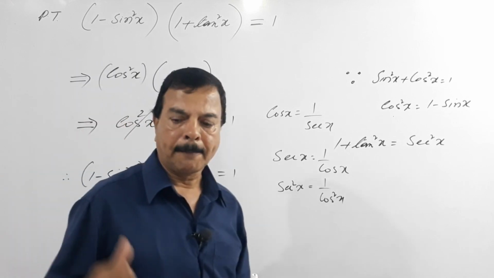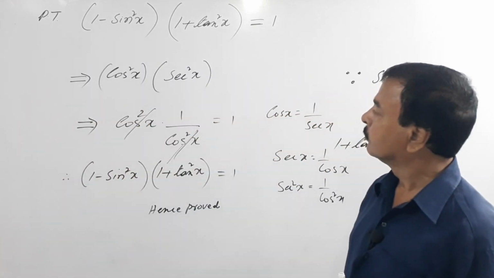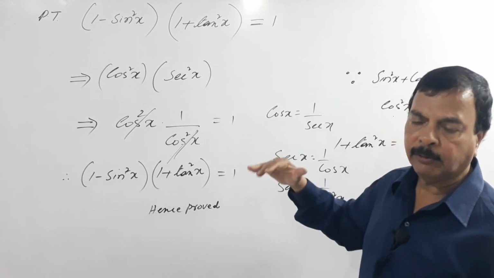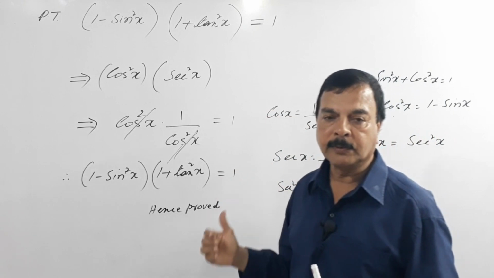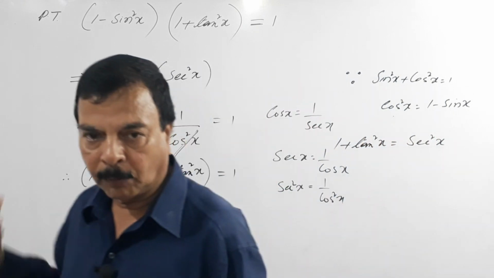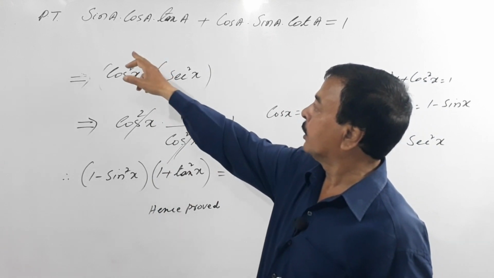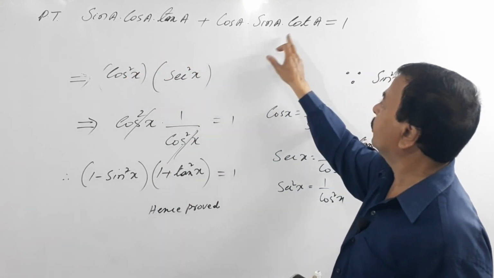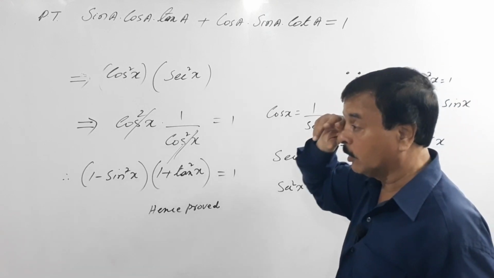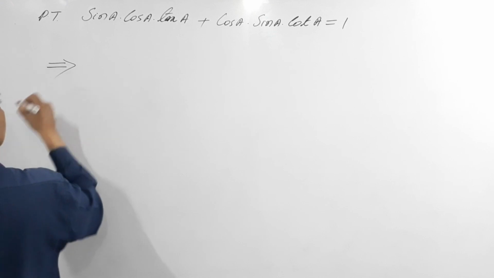So, make a note of this. Gradually, we'll try to cover some complicated problems. So, copy this. Dear students, we have a problem: sin A into cos A into tan A plus cos A into sin A into cot A equals 1. We have to prove this. Very simple problem. I love this.